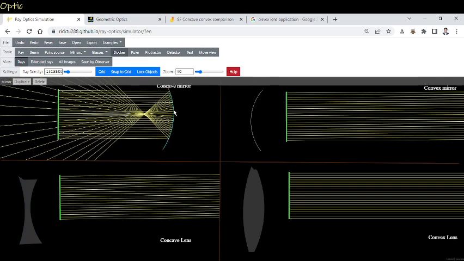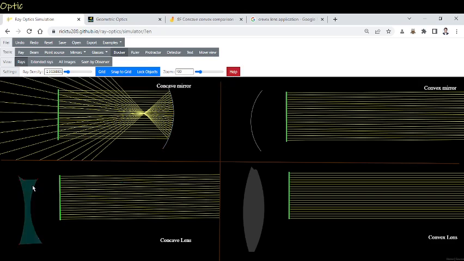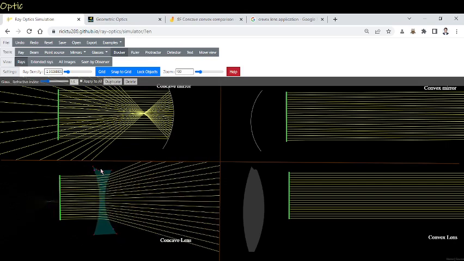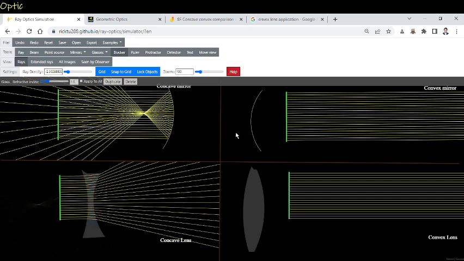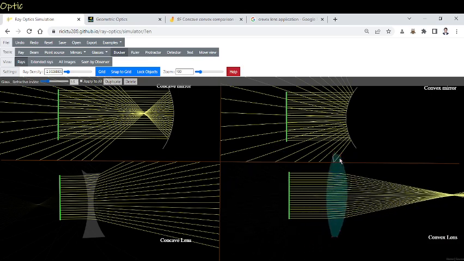In a mirror, of course, light will be reflected, it will bounce back because it's a mirror. While a lens is glass, so light will pass through, but it not just passes through, it also changes direction, like this. In the mirror, it will be reflected, and for the lens, it will be refracted. Light passes through, but it changes direction.